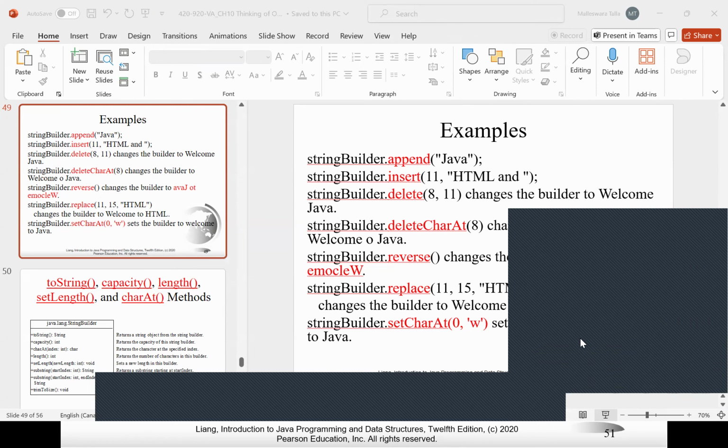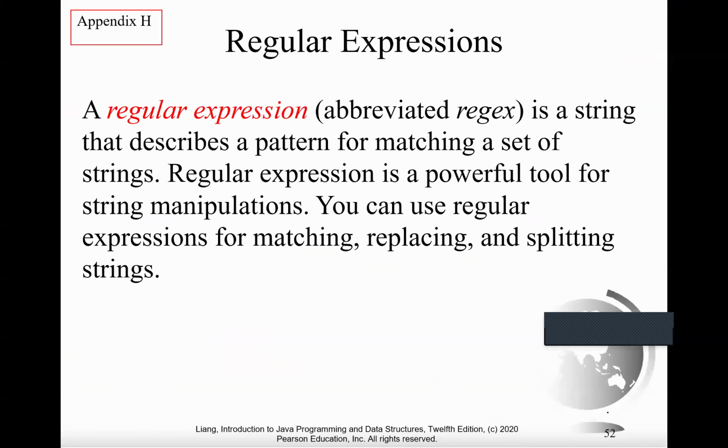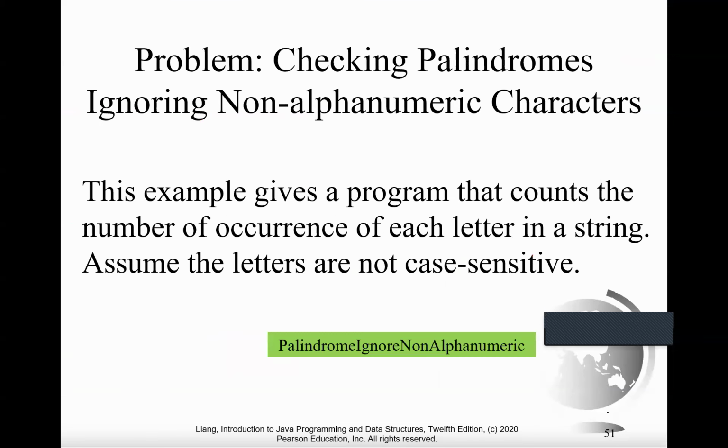Okay, so that is a palindrome. Where is my palindrome problem? Palindrome, ignore non-numeric. Ignoring non-numeric is just checking only the characters. Example of a program that counts the number of occurrences of each letter in a string. Assume the letters are not case sensitive. Let's look at that.